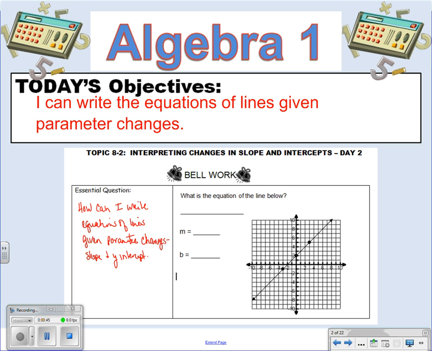First, let's review. We need to figure out how to get the equation of the line when you're given a graph. So we must start with, where does it begin? It begins where it crosses the y-axis. So our beginning is the y-intercept. This is crossing the y-axis at a positive 2, or the point (0, 2).